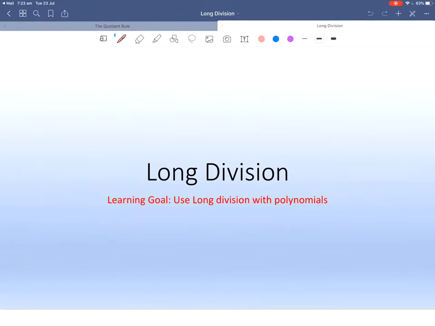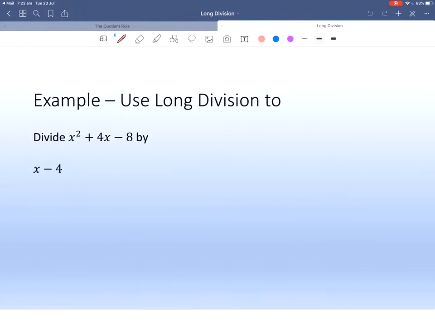This lesson is called long division, and essentially we're just going to use long division with polynomials now. Long division is something that we haven't seen for a long time, if ever, and this is the only time that we actually need to use it. So yeah, let's pay attention and see how we go.